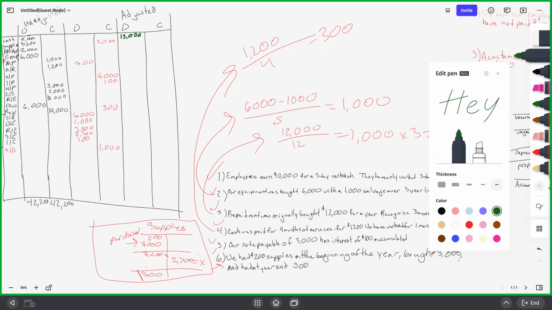What about supplies? What is supplies now at? 500. 500, debit or credit? Debit.